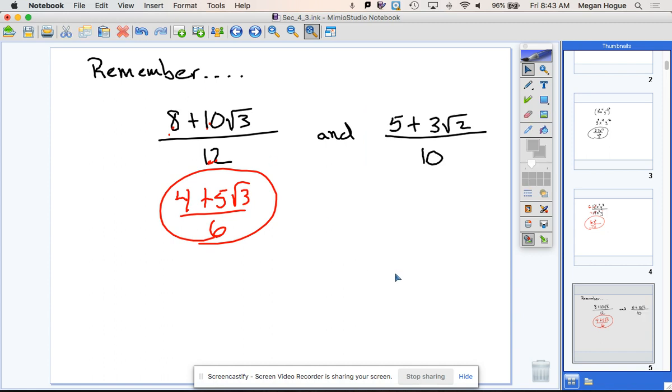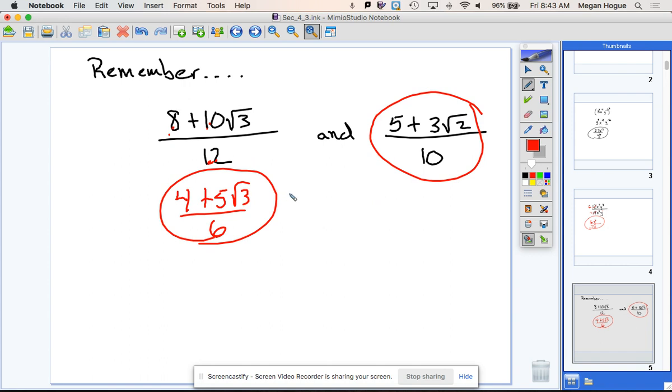Well then, let's also remember something like this: 5 plus 3 square root of 2 over 10. Let's go ahead and write that one down. So if I have this one, I've got 5 and 10. Can I reduce those? No, because of 3. Because I have a 3 here, it'd have to go into all of them. So this one, I'm just going to circle because I can't reduce it because of that 3. So the big takeaway is that it has to go into all of the terms.